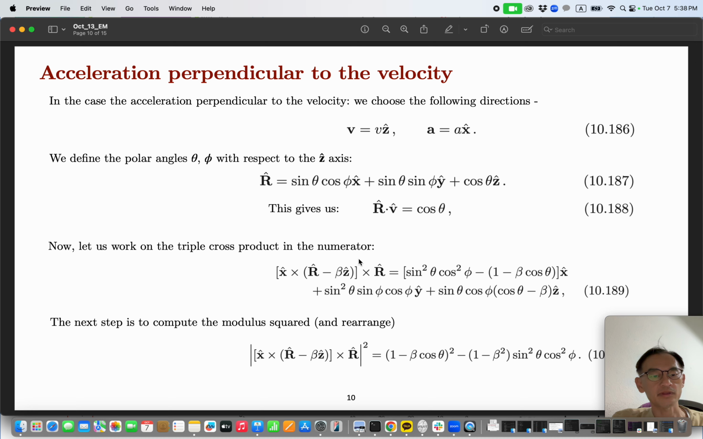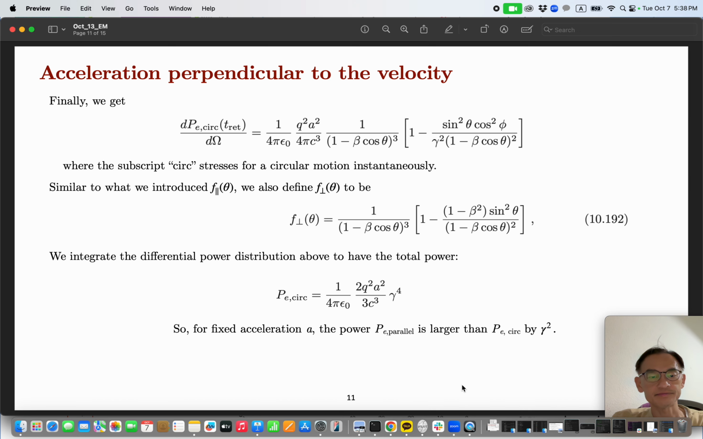This is the angular part in the power in the numerator, and replace v and a. So we have this formula in terms of spherical coordinates. You want to square it, and you have this complicated dependence. So putting it all together, we have the angular distribution of power, the usual factor, and the angular part looks a little different from the case of acceleration parallel to the velocity.